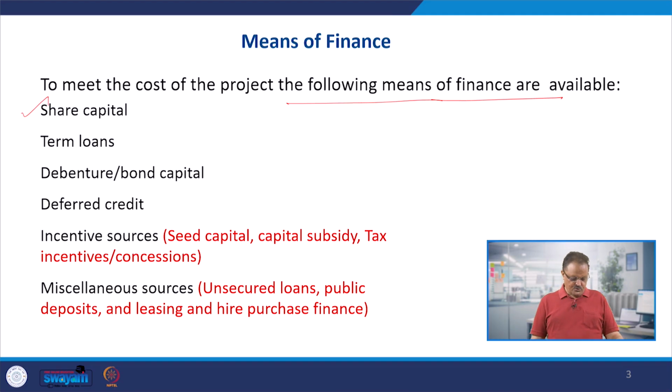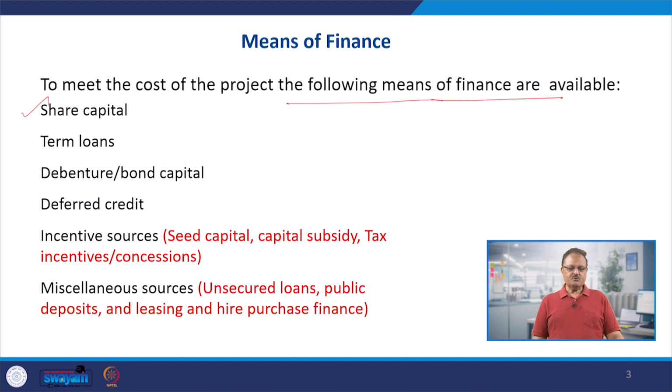Then we have the miscellaneous sources, which are unsecured loans, public deposits, leasing and hire purchase finance, and some other sources. But they are normally available for short term purposes, not for long term purposes. Unsecured loans are also available for short term financing, because long term financing cannot be done by any source or institution without some kind of collateral or security. It's only for a short term period or for meeting working capital requirements. Unsecured loans can provide us the credit.